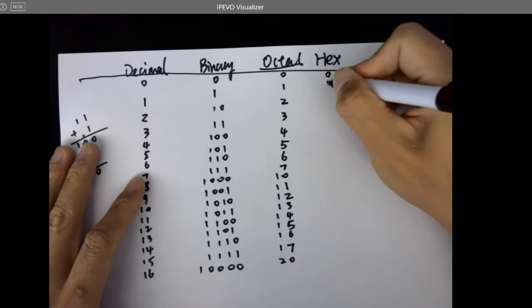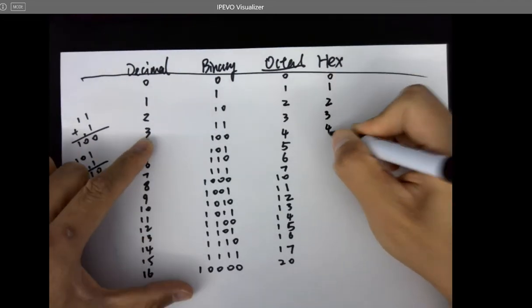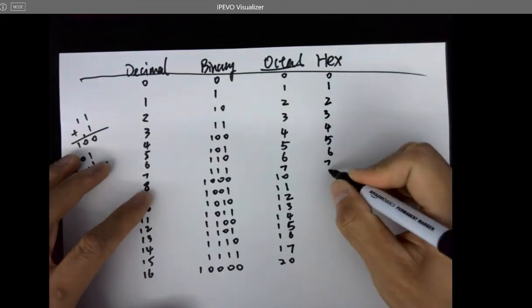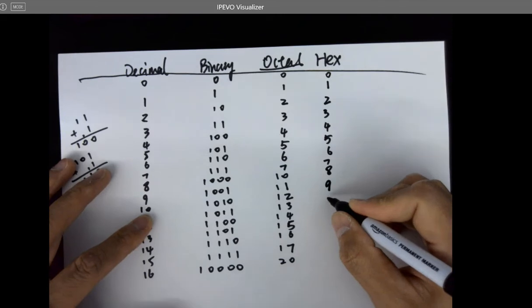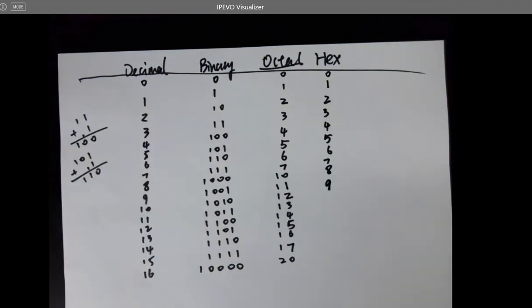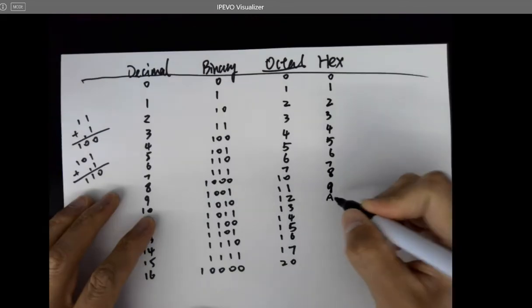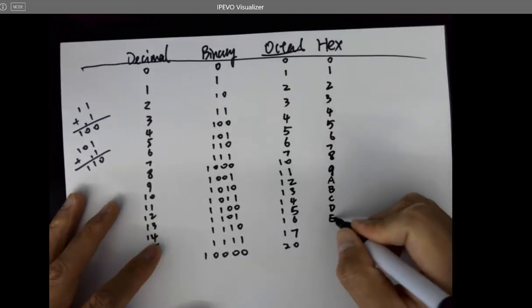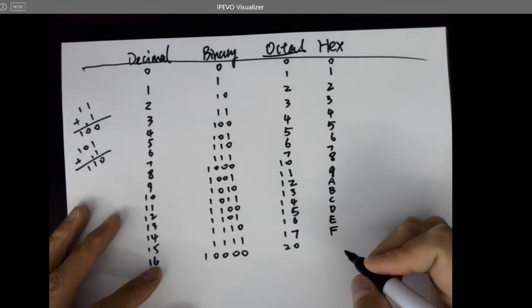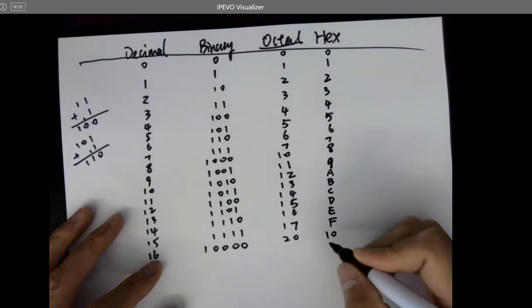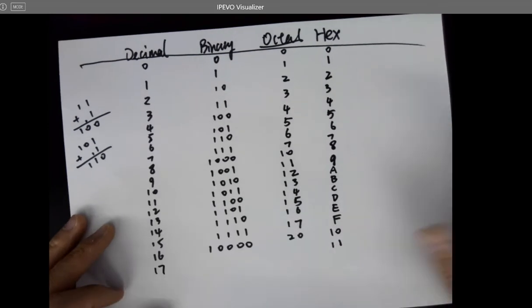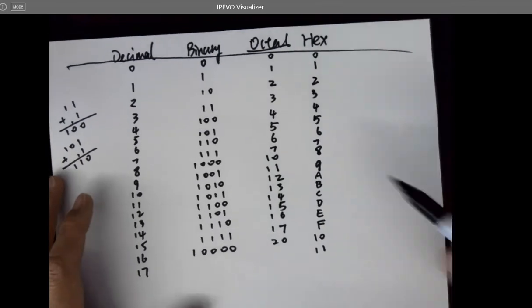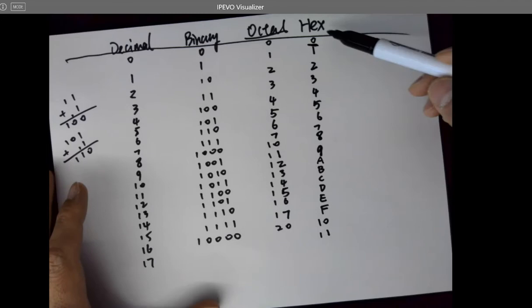Hex. Alpha, beta, delta, sigma, letters. So 10 is A in hex, 11 is B, 12 is C, 13 is D, 14 is E, 15 is F. 16 is 10. So what is 11? 17. Make sense? And for every single hex digit, it represents 4 binary digits.